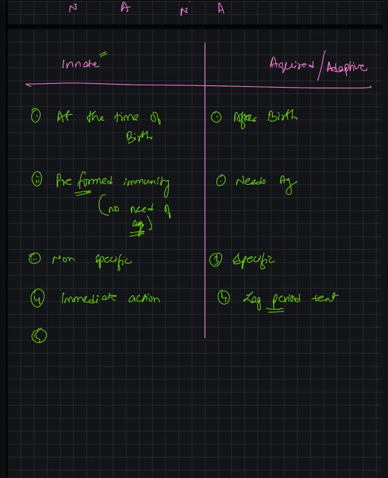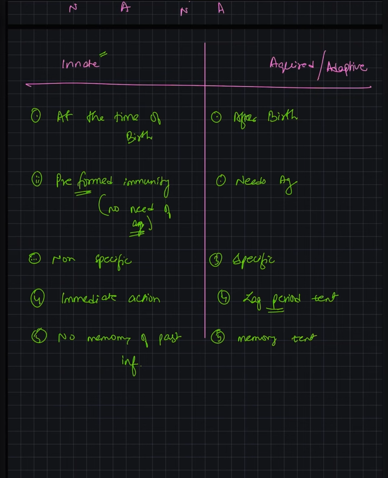Fifth point is no memory, or we can say it has no history. So we will write no memory of past infection. But here we will have memory, since we will be getting plasma cells and memory cells from the B cells. We'll be talking about it later. So we can say that memory is present.